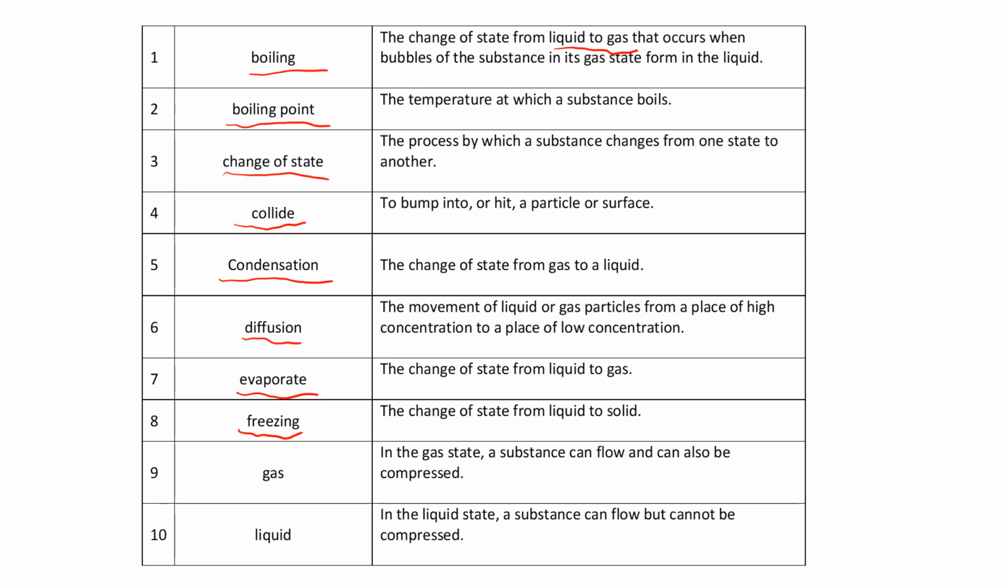This one sounds a bit funny, but in the gas state, a substance can flow and can also be compressed. So the substance is a gas. In the liquid state, a substance can flow but cannot be compressed. So what we're after, can flow, and that is your liquid.